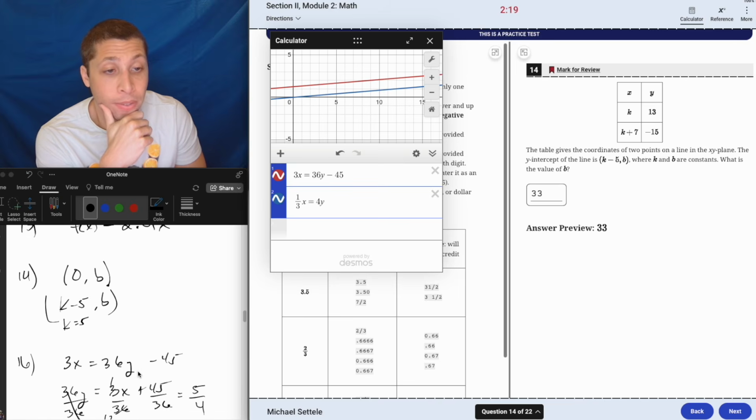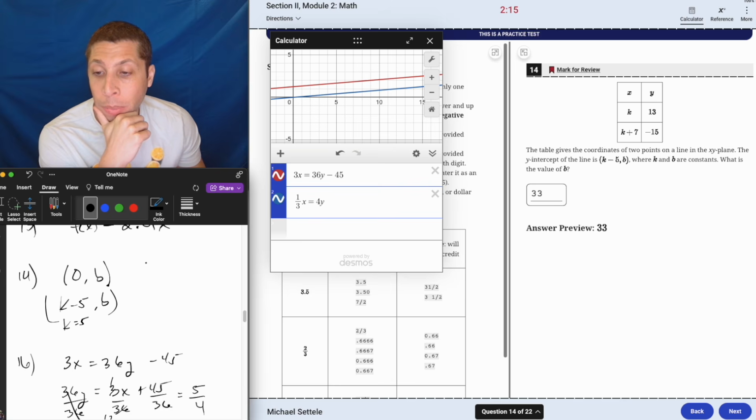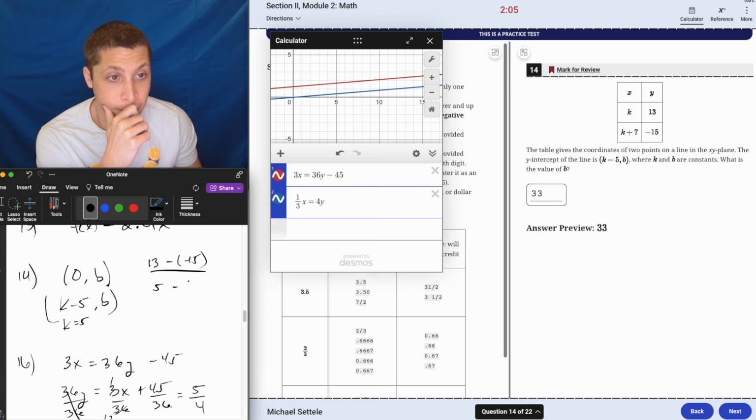Right, so k is 5. So if we were to build the equation of a line, we would need the slope. So we have 13 minus negative 15 over 5 minus 12. So that is 13 plus 15, which is 28, over negative 7. So that's negative 4.